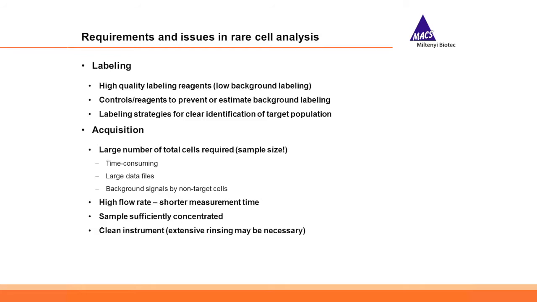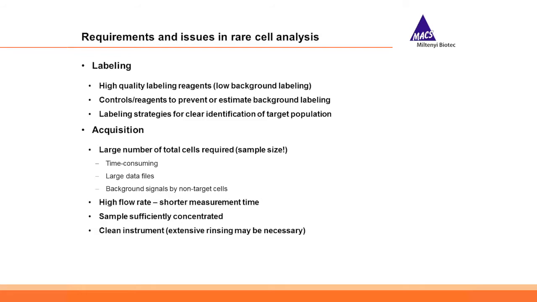When you only have very few positive dots in your analysis graph, you have to make sure that they are really the cells you're looking for. And maybe it makes sense to not only use one marker for identification, but use a second one so that you have double positive cells. This makes it much, much clearer, if possible, of course.